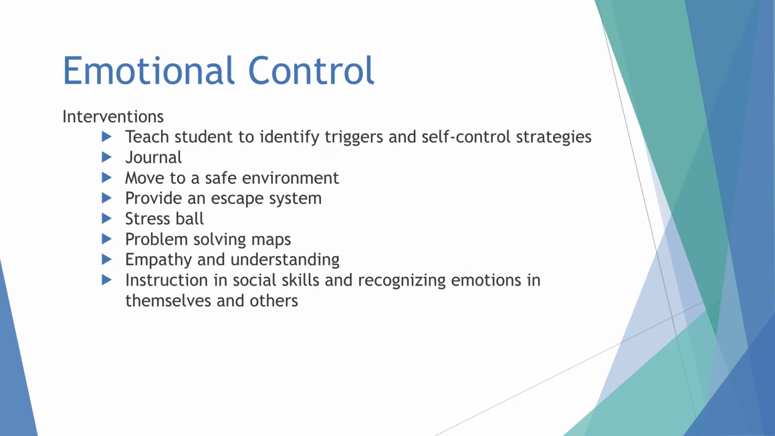So interventions: teaching kids to identify the triggers and self-control strategies. We're going to give a lot of recommendations when we get into visual supports and teaching coping skills. Sometimes for a kid to be able to journal, to just write down how they're feeling. Also moving to a safe environment and providing an escape system. Like having kids be able to say, I need a break and I need to go to the counselor's office or to the principal's office. So instead of waiting till problem behavior happens and then sending them out, having them have a way to communicate that says, I need to go and take a break right now.